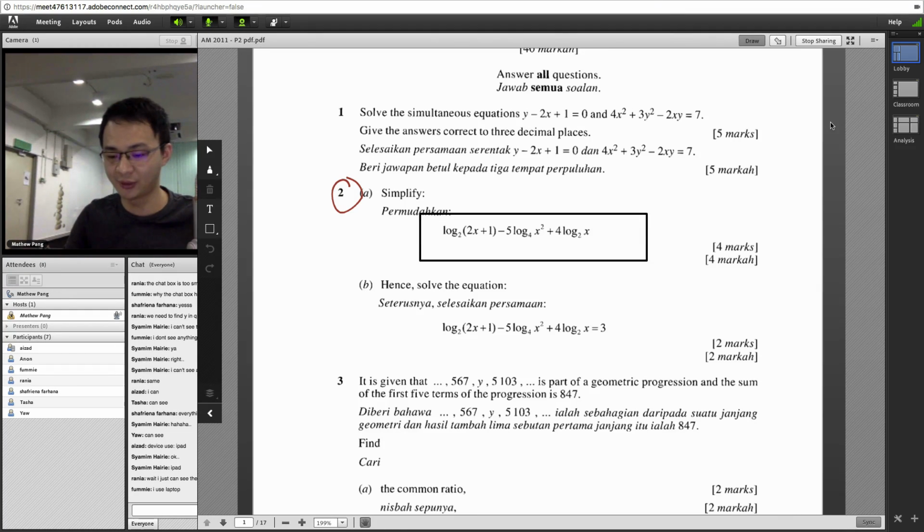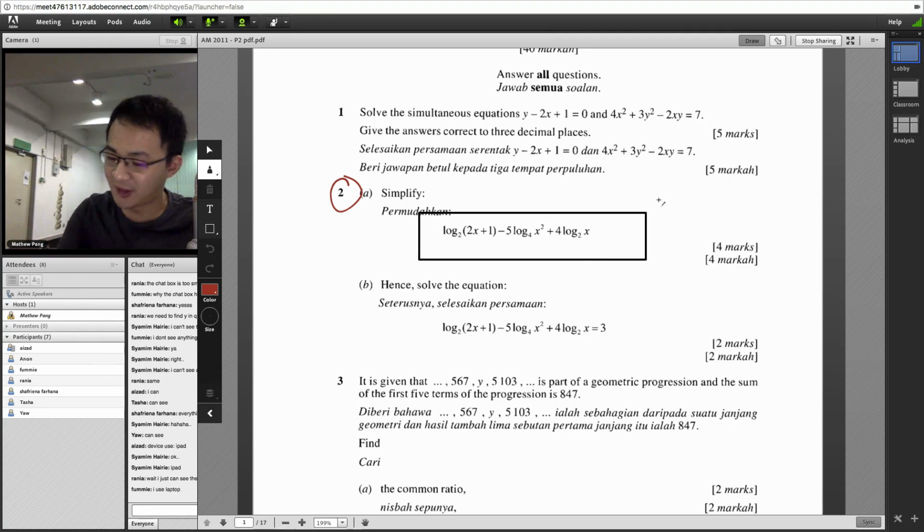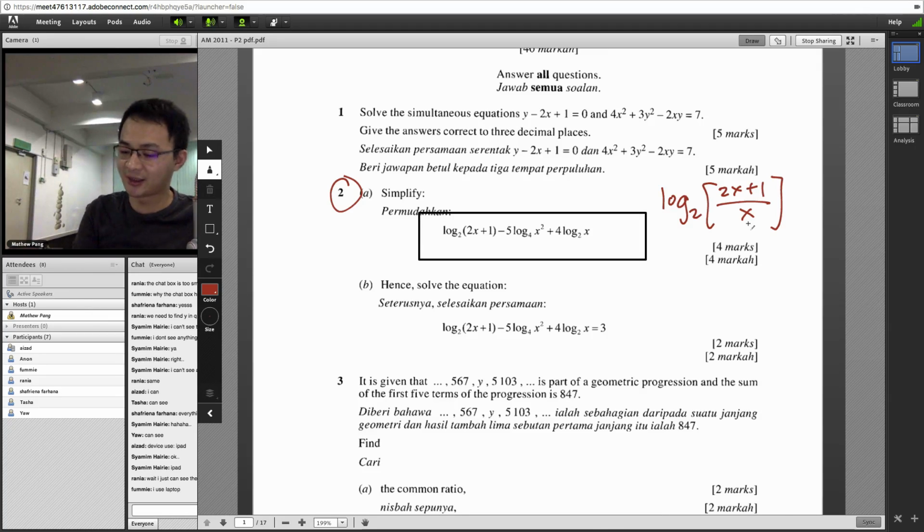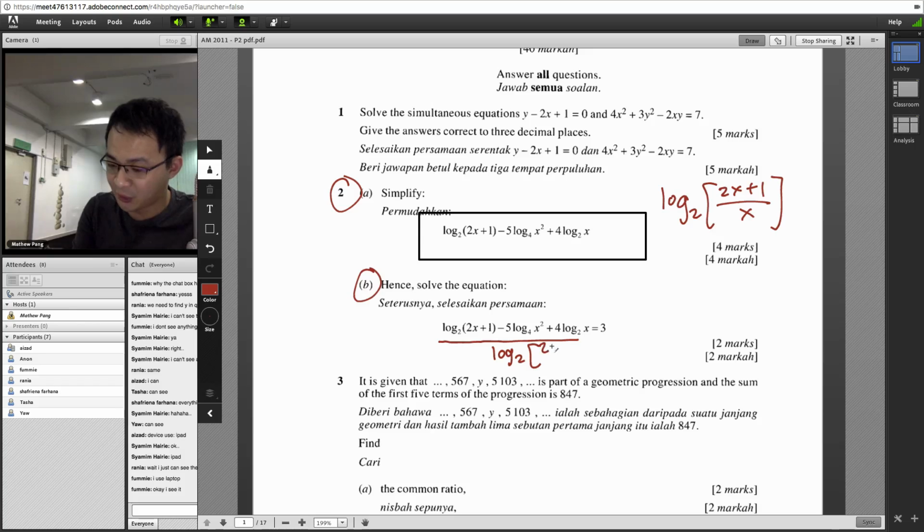Okay, let's come back to this one. So our final answer just now is log 2 of 2x plus 1 over x. Then the second part, part B, you will find that everything is the same as part A, but then he added equals to 3. That means the whole thing equals 3. So this means log 2 of 2x plus 1 over x equals 3.